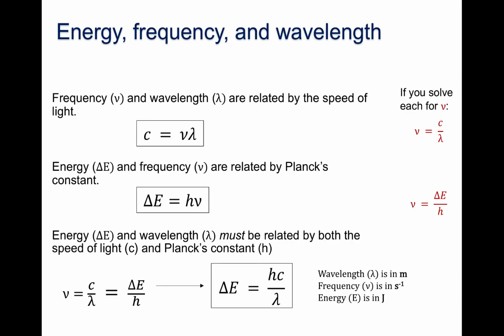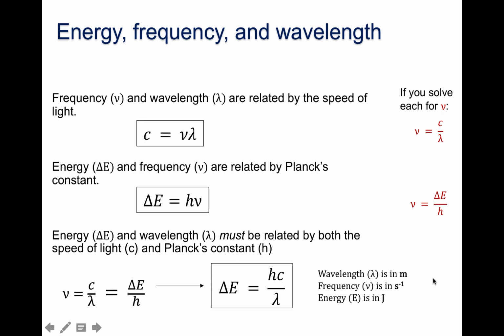So we've talked about two different ways to relate energy, frequency, and wavelength. We have the speed of light relating the frequency and the wavelength. We have the energy and the frequency related by Planck's constant. But what about the energy of the wave and the wavelength of the wave? They also have to be related. So you can actually derive an equation. Don't worry, I won't make you actually derive the equation. I will just provide it to you.